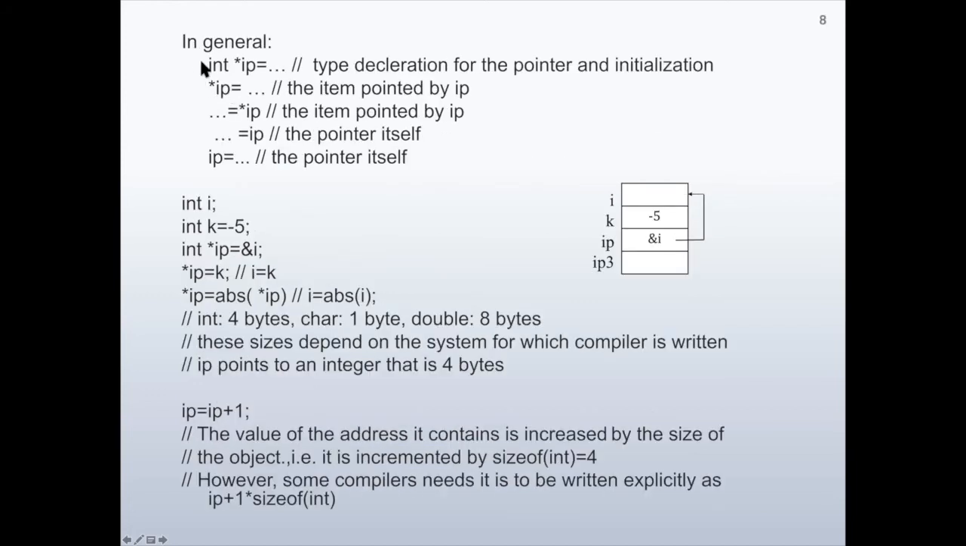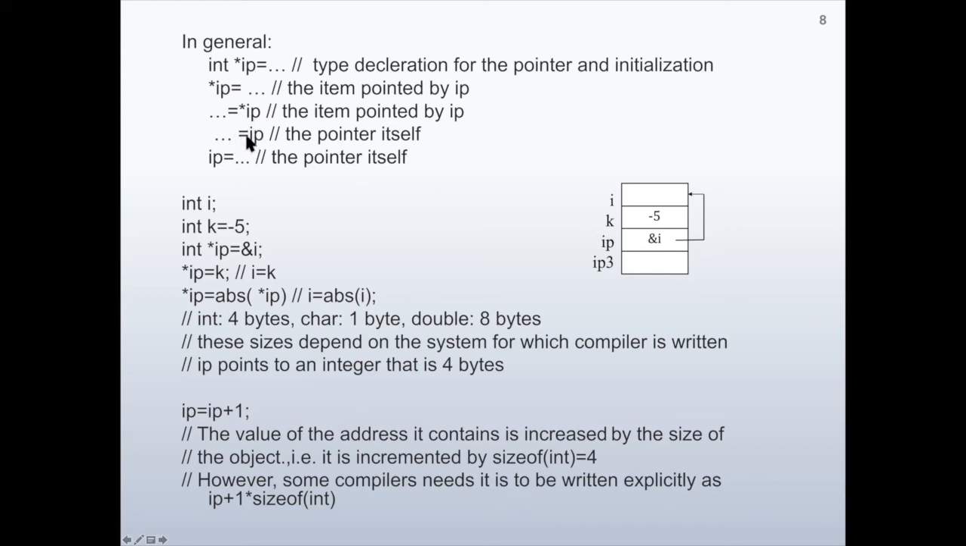In general, here we write the type, then pointer, IP. In that case, IP is a pointer to an integer. This is the type declaration for the pointer and initialization. If we write star IP, because this is not a declaration, this corresponds to the item pointed by IP. And if we are using it on the right-hand side of the assignment, again, this is the item pointed by IP. This is not a declaration.